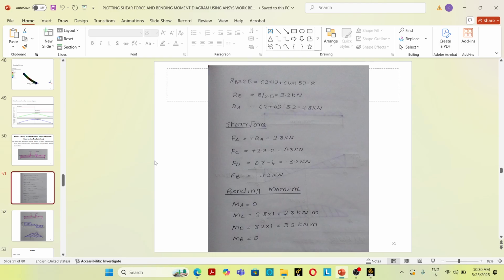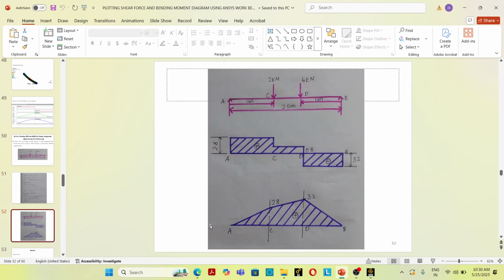So this is the analytical calculation. Reaction force at B is 3.2 kilonewton. Reaction force at A is 2.8 kilonewton. Shear force at A is 2.8 kilonewton, shear force at C is 0.8 kilonewton, shear force at D is 3.2 kilonewton and shear force at B is 3.2 kilonewton. So bending moment at A and B are 0 and bending moment at C is 2.8 kilonewton meter and bending moment at D is 3.2 kilonewton meter. So this is the shear force diagram and this is the bending moment diagram.